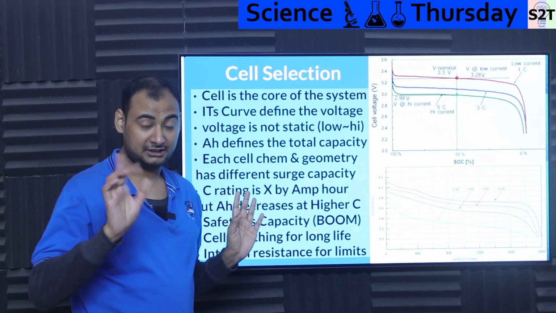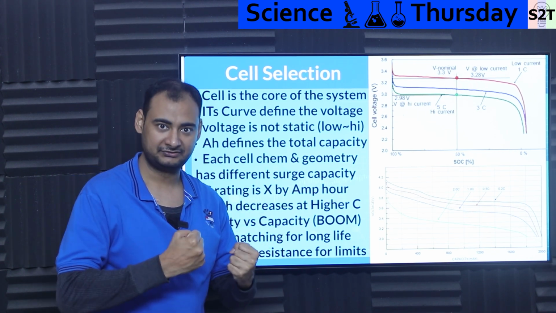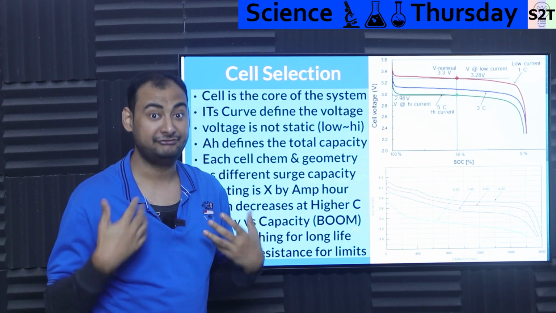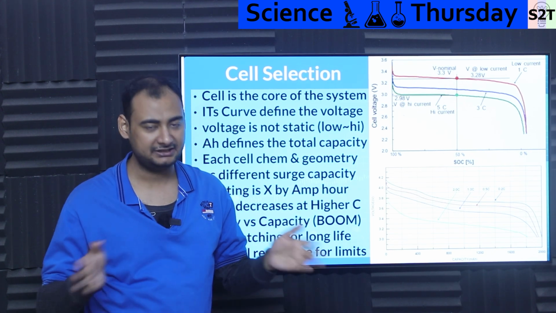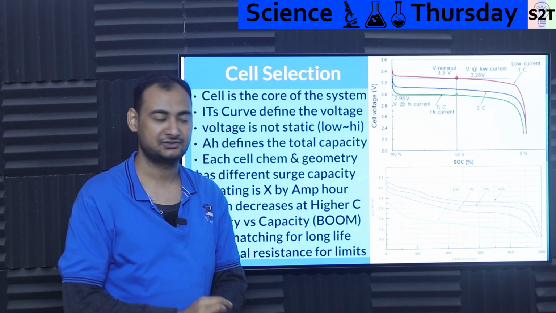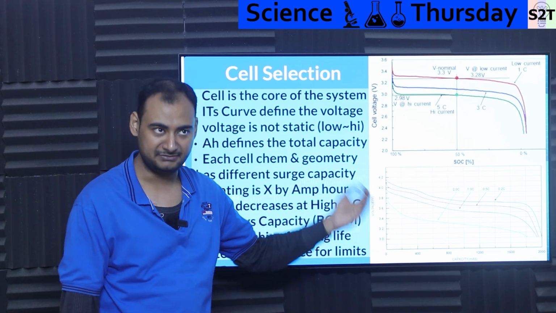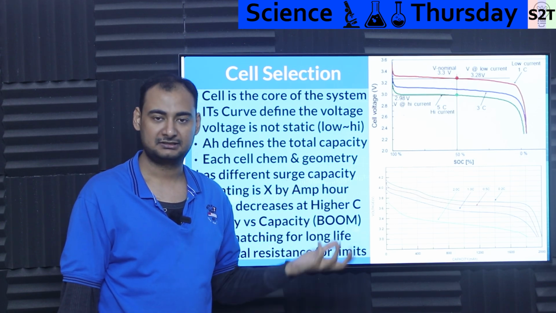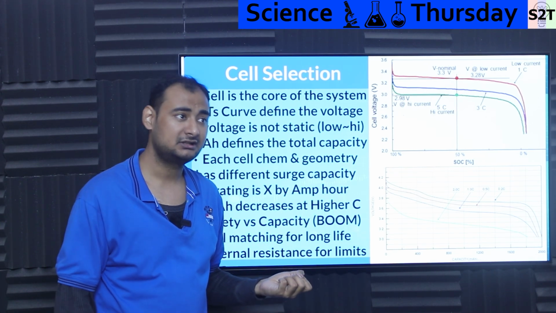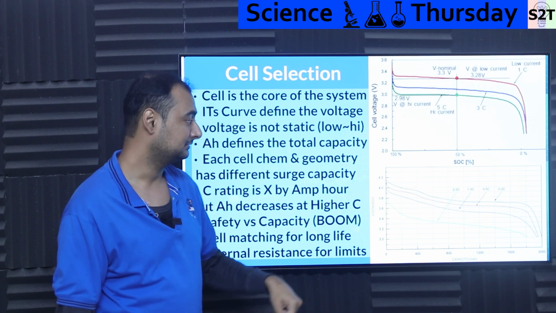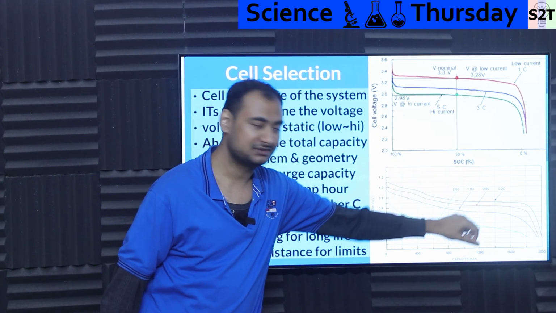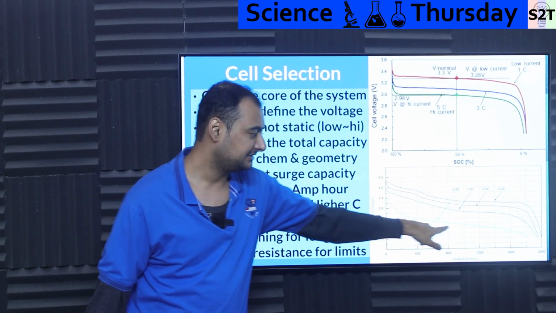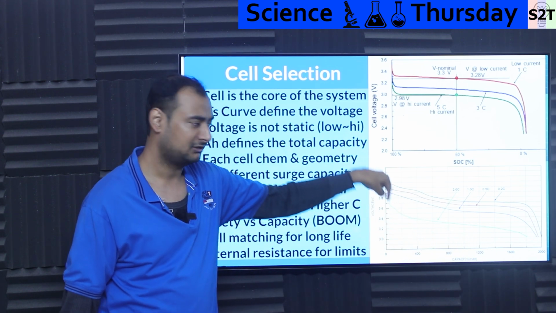Now another aspect is, that's the oomph it can give, but that oomph is not efficient. For example, everything is tailor-made for the 1C rating. So if it's a 10 amp hour battery, that means at 1C it's 10 hours. What does that mean at 20C? Doesn't it still give you the same watt hour? No. The watt hour will go down. If 1C loading gives you this, what about 2C? Your capacity goes down drastically. And what about 3C?